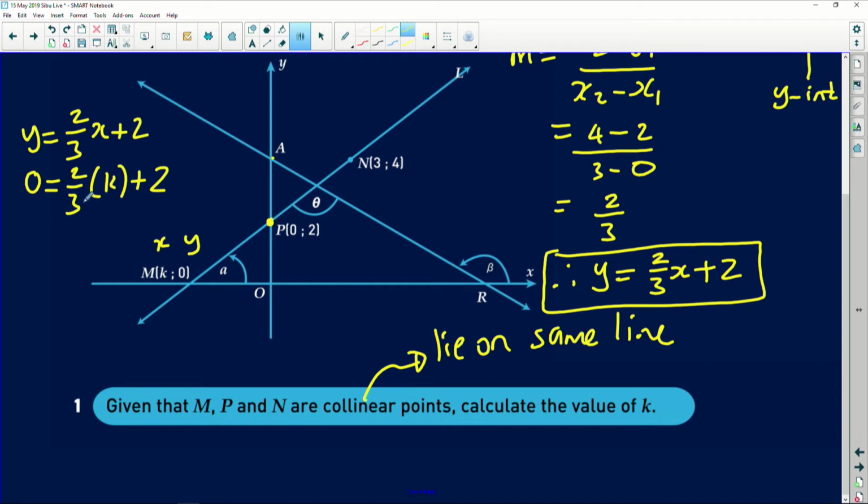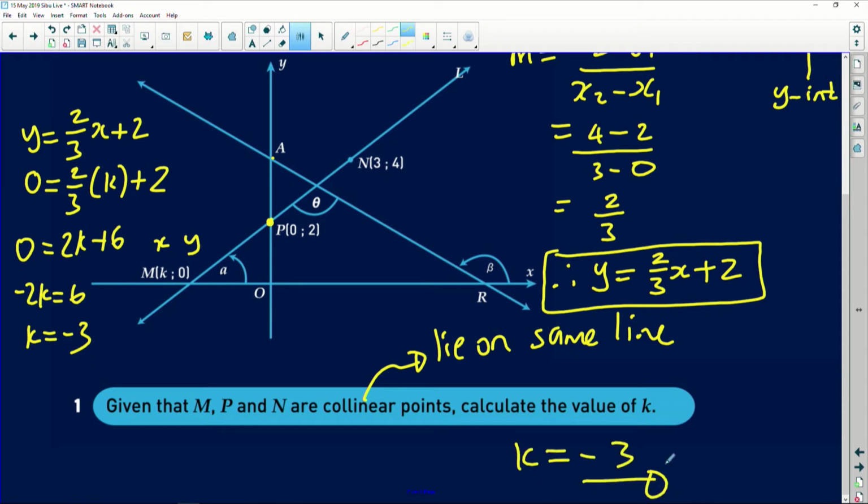I don't like this 3 that you see there, the denominator. To undo division, I'm simply going to multiply everything by 3. 3 times 0 is 0. 2 over 3 times 3 will give me 2k. And then 3 times 2 will give me 6. If I simplify further, I'm going to get negative 2k equals 6. Divide both sides by negative 2. Your k comes out as exactly negative 3. Very simple question indeed. I just used the equation of a straight line to figure it out.